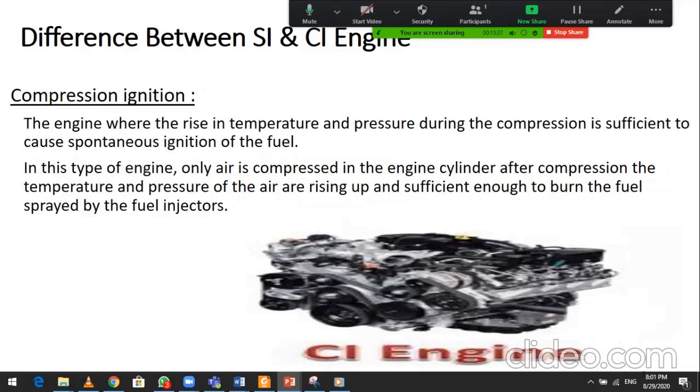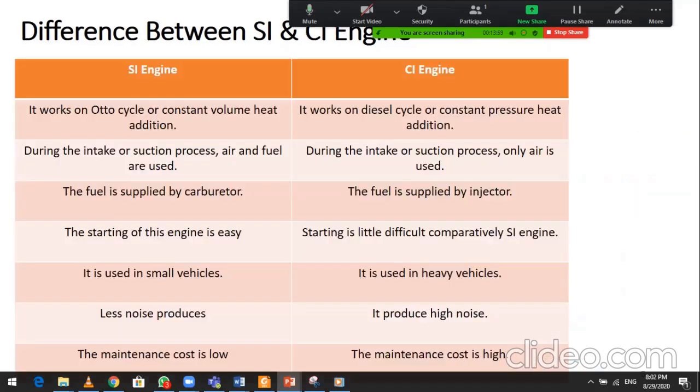The engine where the rise in temperature and pressure during the compression is sufficient to cause spontaneous ignition of the fuel. In this type of engine, only air is compressed in the engine cylinder. After the compression, the temperature and pressure of the air rise and are sufficient to burn the fuel sprayed straight by the fuel injector. Okay, difference between SI and CI engine.